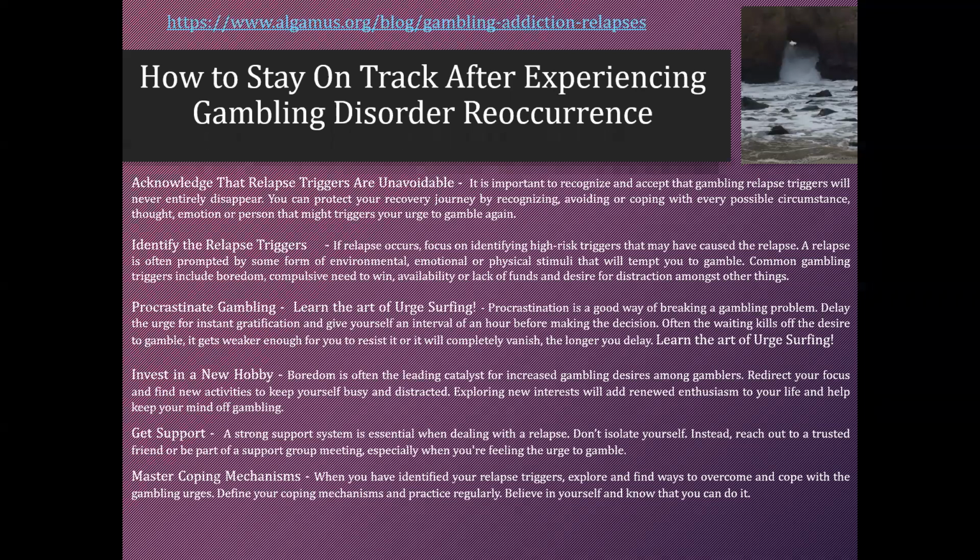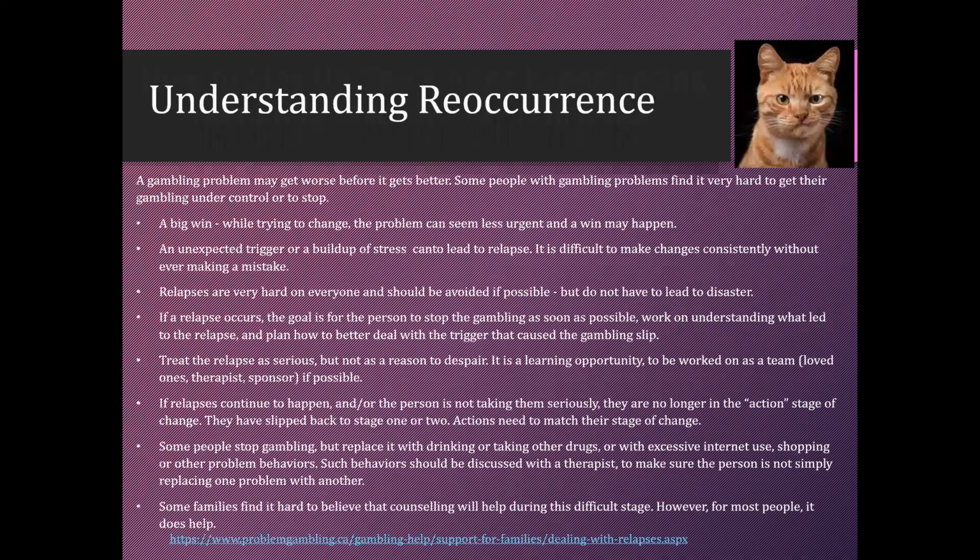Get support, master the coping mechanisms. And this is where folks who work in recovery centers know about understanding reoccurrence. I got this off a Canadian website to deal with families. So understand that reoccurrence will happen, that there are sometimes unexpected triggers. Treat them as serious, but not a reason to despair. This was, again, more for the family. Just because someone has slipped doesn't mean they're going to go off the edge again. And you guys, I'm running out of time, so I'll let you read this a little more. But there are some website links there about that.